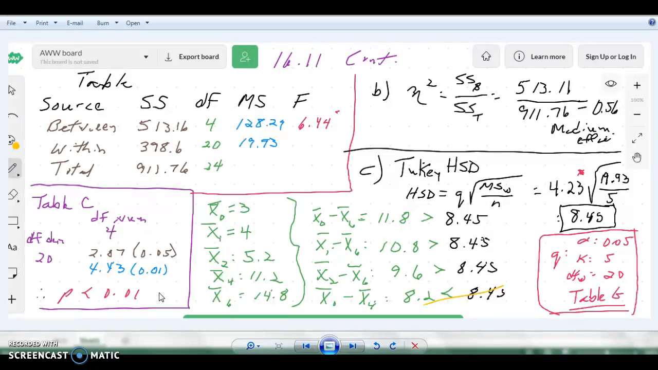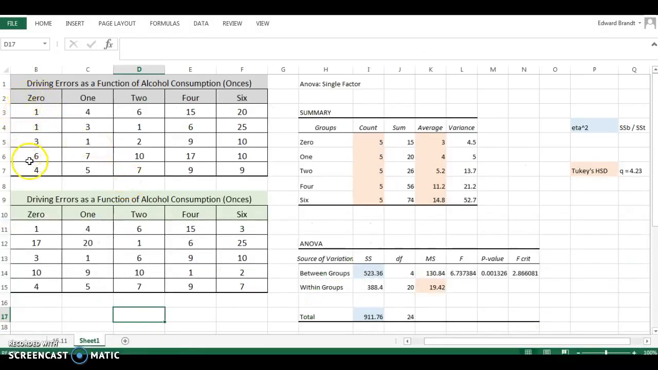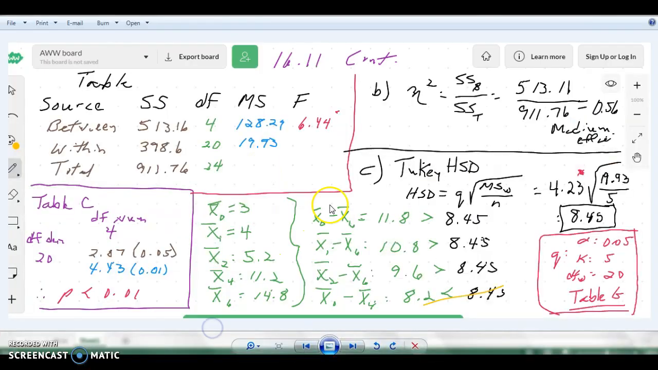Now, that means that this 6.44 allows us to reject the null hypothesis, to say that there is somewhere in here a significant difference between these categories. The next step is to determine where. So part B asks us to find a value which is called eta squared, which is the effect size in general.